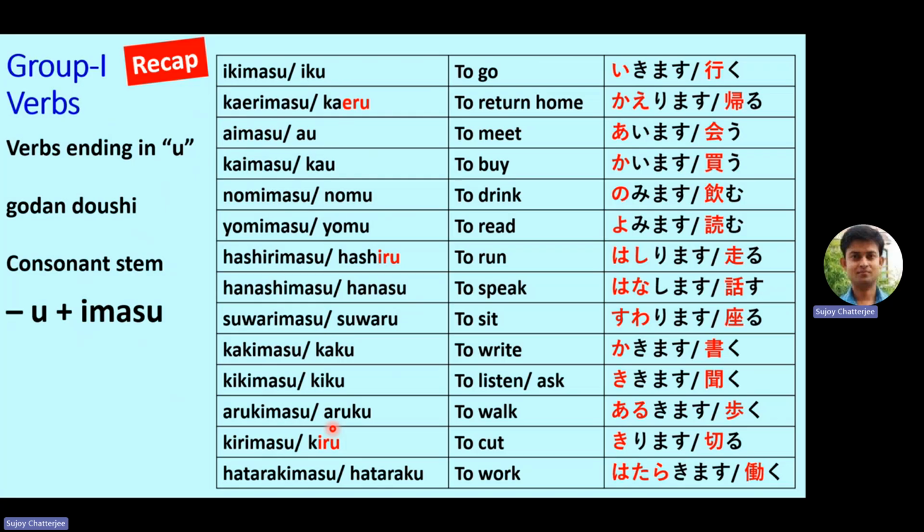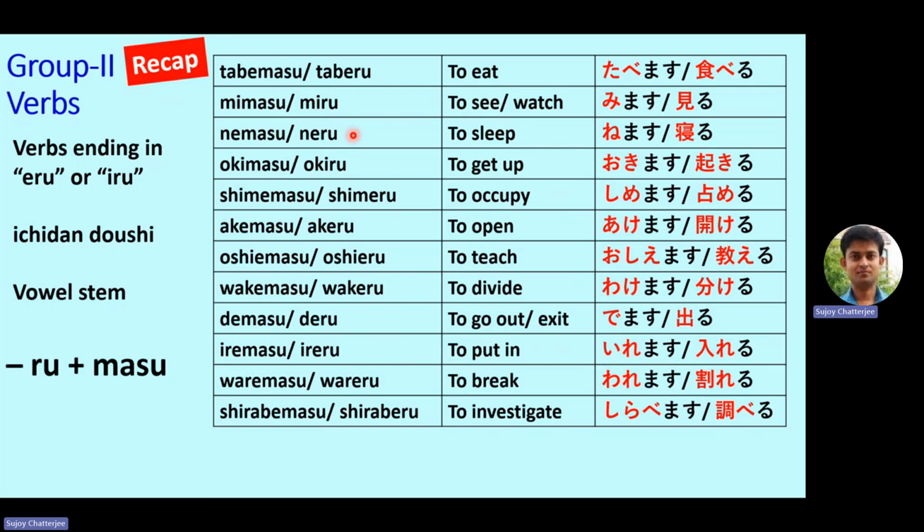Similarly, this is of group 2 words, verbs ending in iru or eru. These are called vowel stems, because if you remove the ru at the end, then you are left with a vowel at the end. That means if you remove ru, there is a. So a is a vowel. Then if you remove ru here, it is me, that is e sound. So it is vowel stem. So the conversion formula is minus ru plus mas. That means this is much easier. So you just remove ru and add mas.